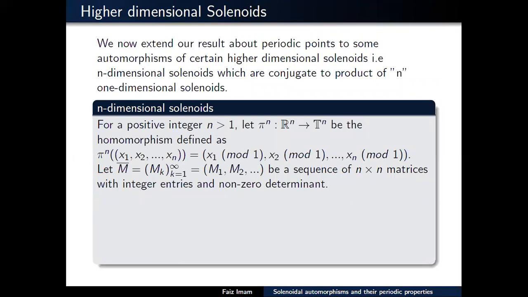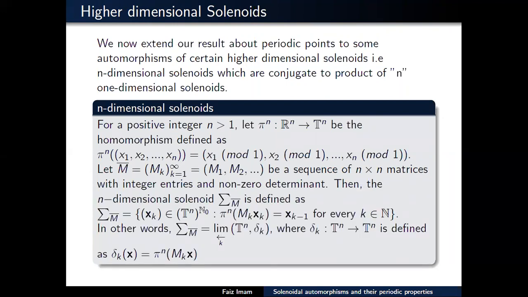So for a positive integer n greater than or equal to 1, we have a map pi_n from R^n to T^n. So this is a homomorphism defined in the following manner. Now, instead of taking just a sequence of integers, when we go to the higher dimension, we have to take a sequence of n cross n matrices to define the solenoids in higher dimension. So we have M bar, which is a sequence of n cross n matrices with integer entries and non-zero determinant.